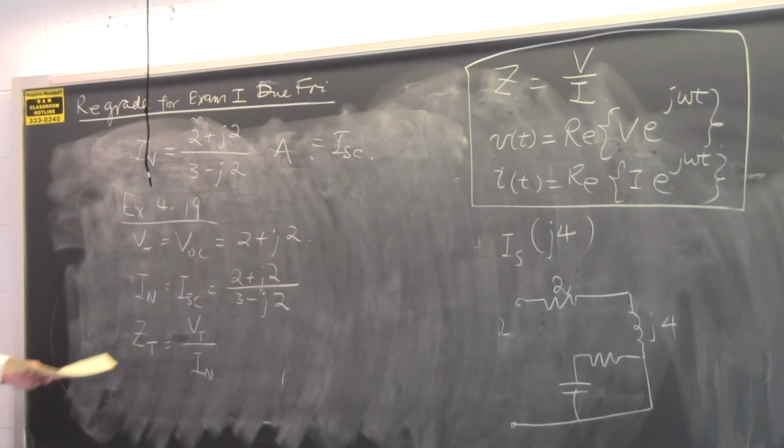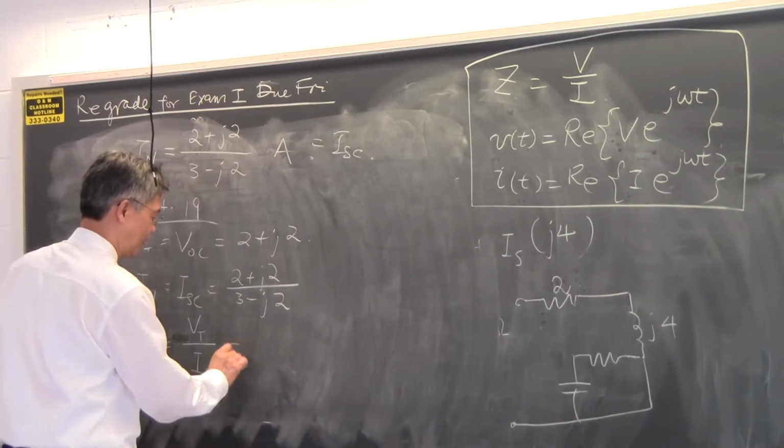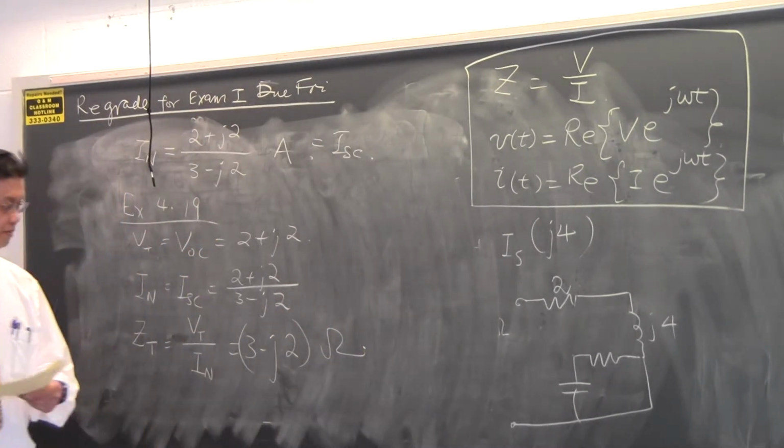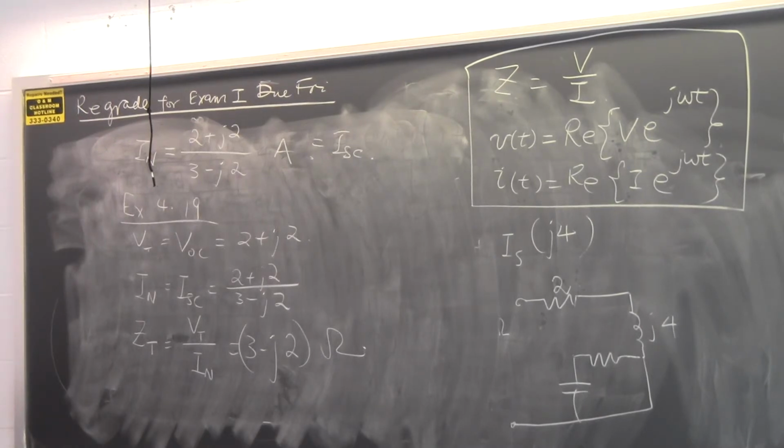And voila, it simplifies, right? Vt divided by In, what do you get? What is that? 3 minus J2. Okay? 3 minus J2 ohms. That is the last example.